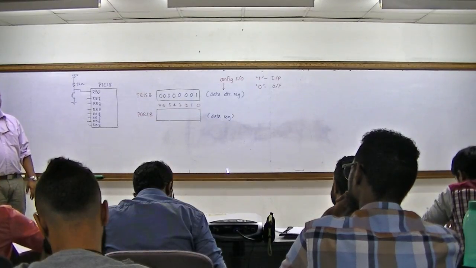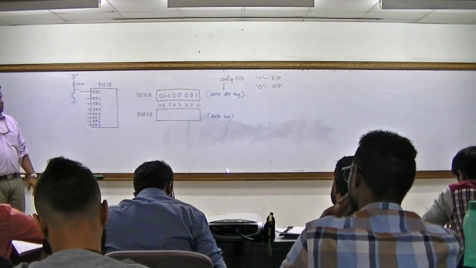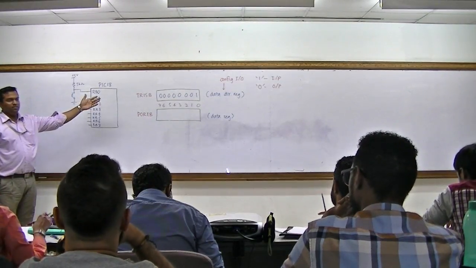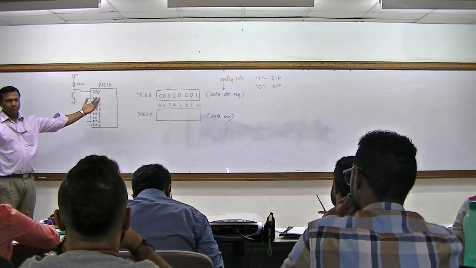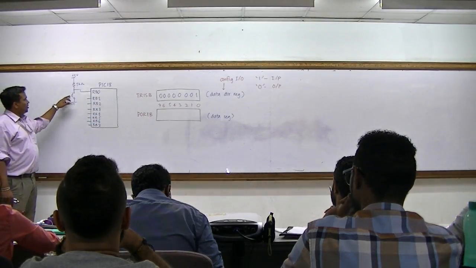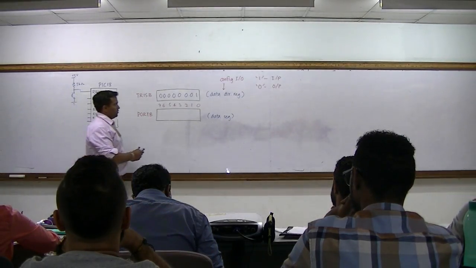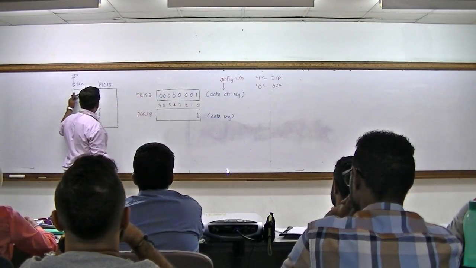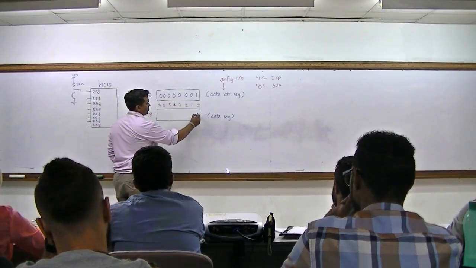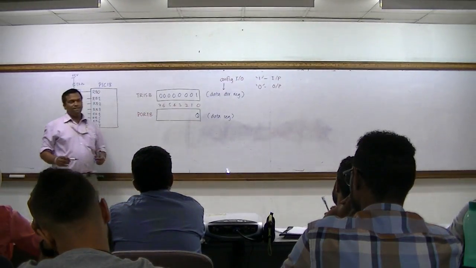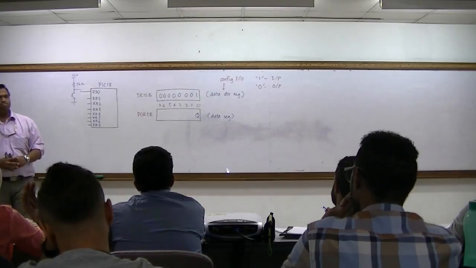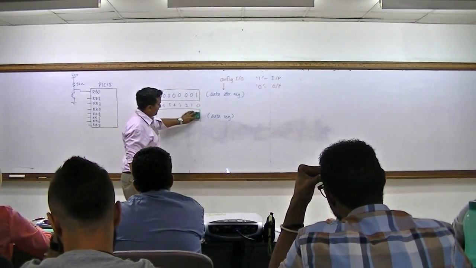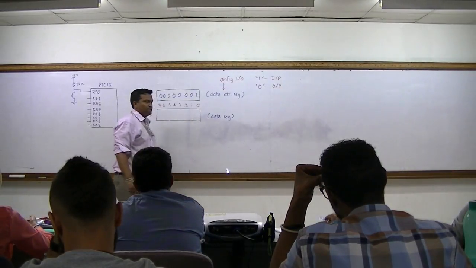For input, you are not going to write anything. For input, you have to receive the input from here. So let's say you did this kind of configuration. When you are not pressing, the value in port B will be 1. When you press, the value will become 0. You understand? Any question with this one?